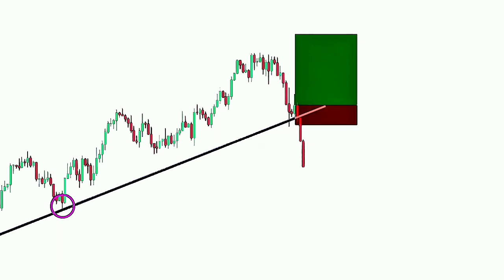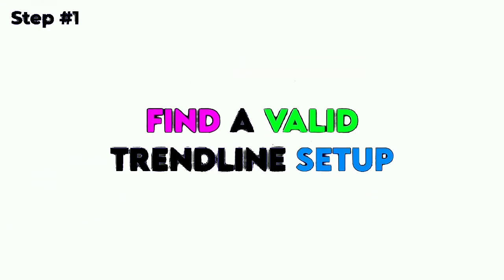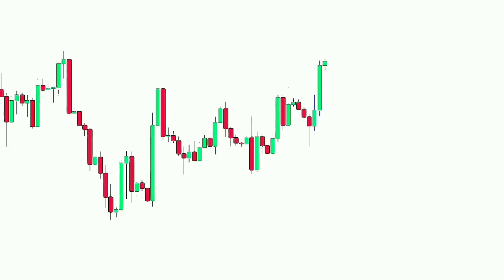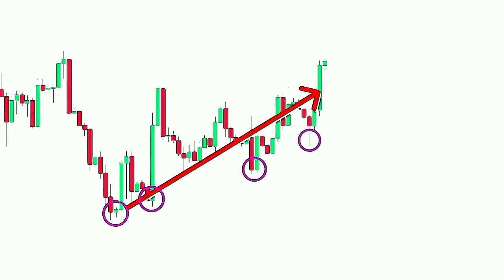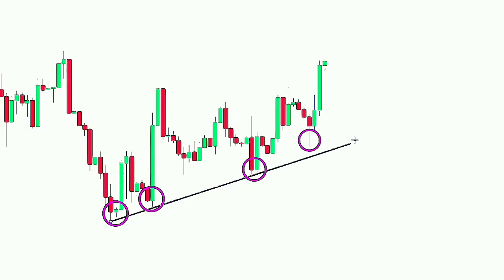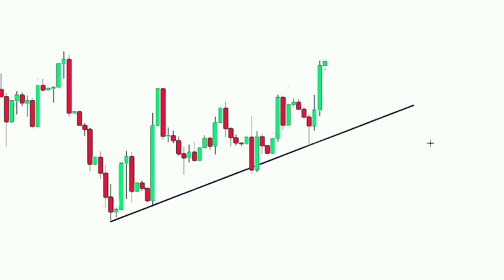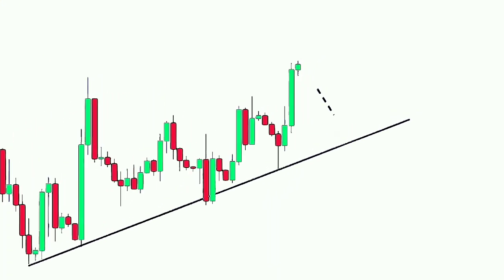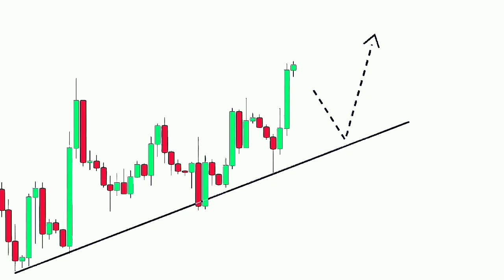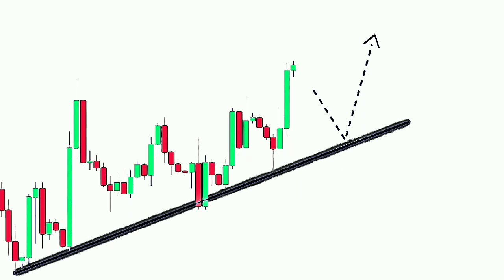So, here's the strategy I use that's made me a lot of money. The first step is to spot a valid trend line setup. Like in this chart, we can see that price is on an uptrend, and we also have swing lows here that we can connect. So we can just draw a trend line right here. Now, since the market is in an uptrend, we expect the price to bounce off upwards. So the only trend line that we need to draw is this one below.